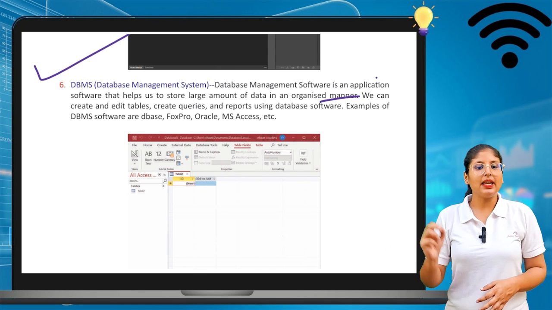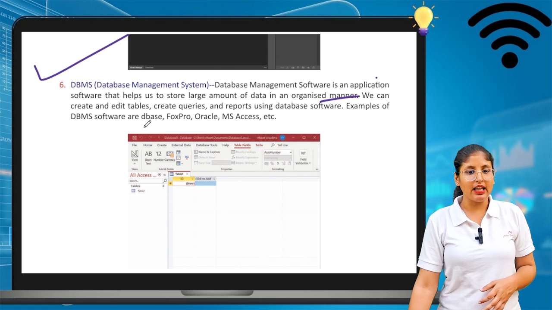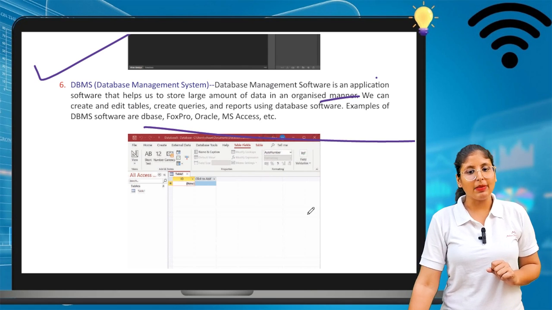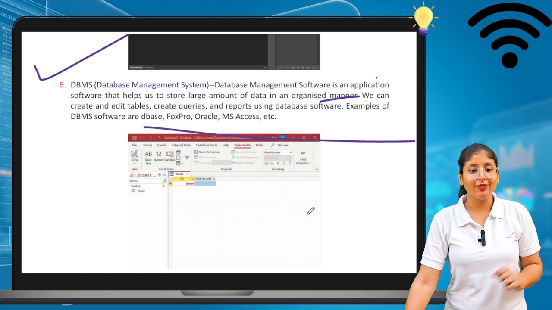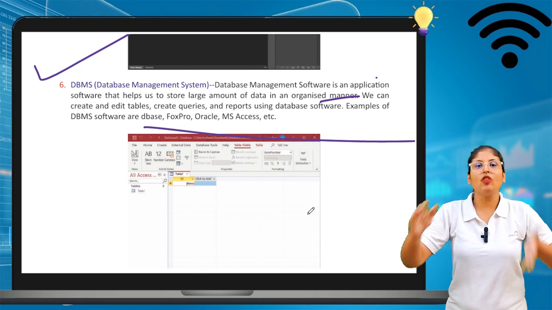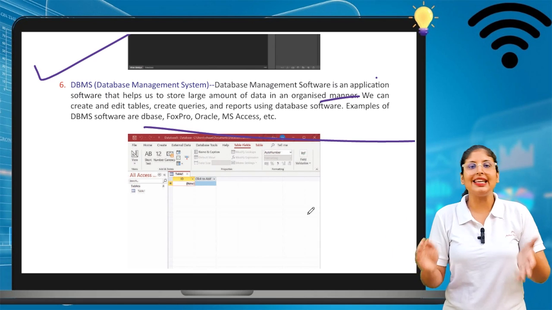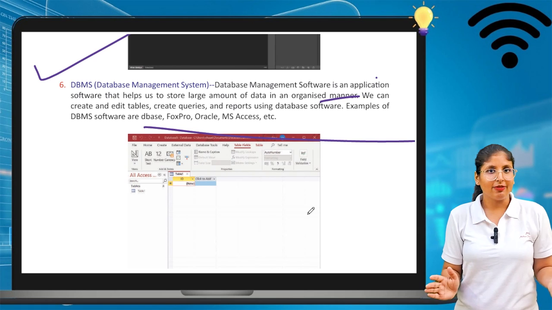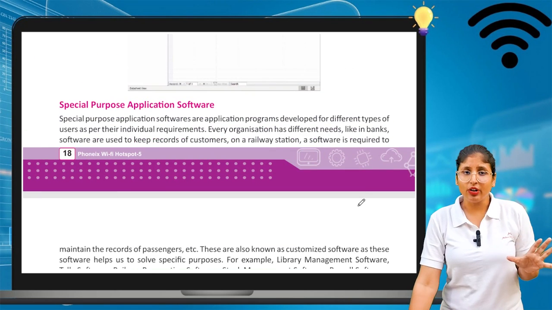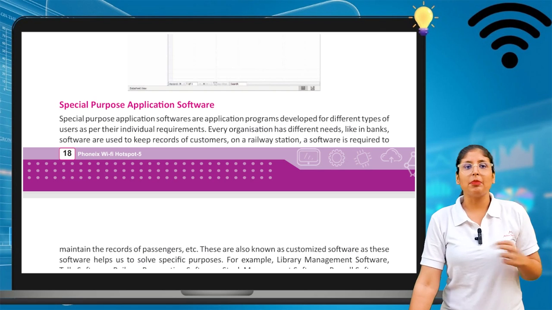Examples of DBMS software are dBase, FoxPro, and MS SQL. All these are database management systems. We have to organize data in a well-organized way, so we have to use DBMS for that. Now this is clear for you: what is system software and what is application software.